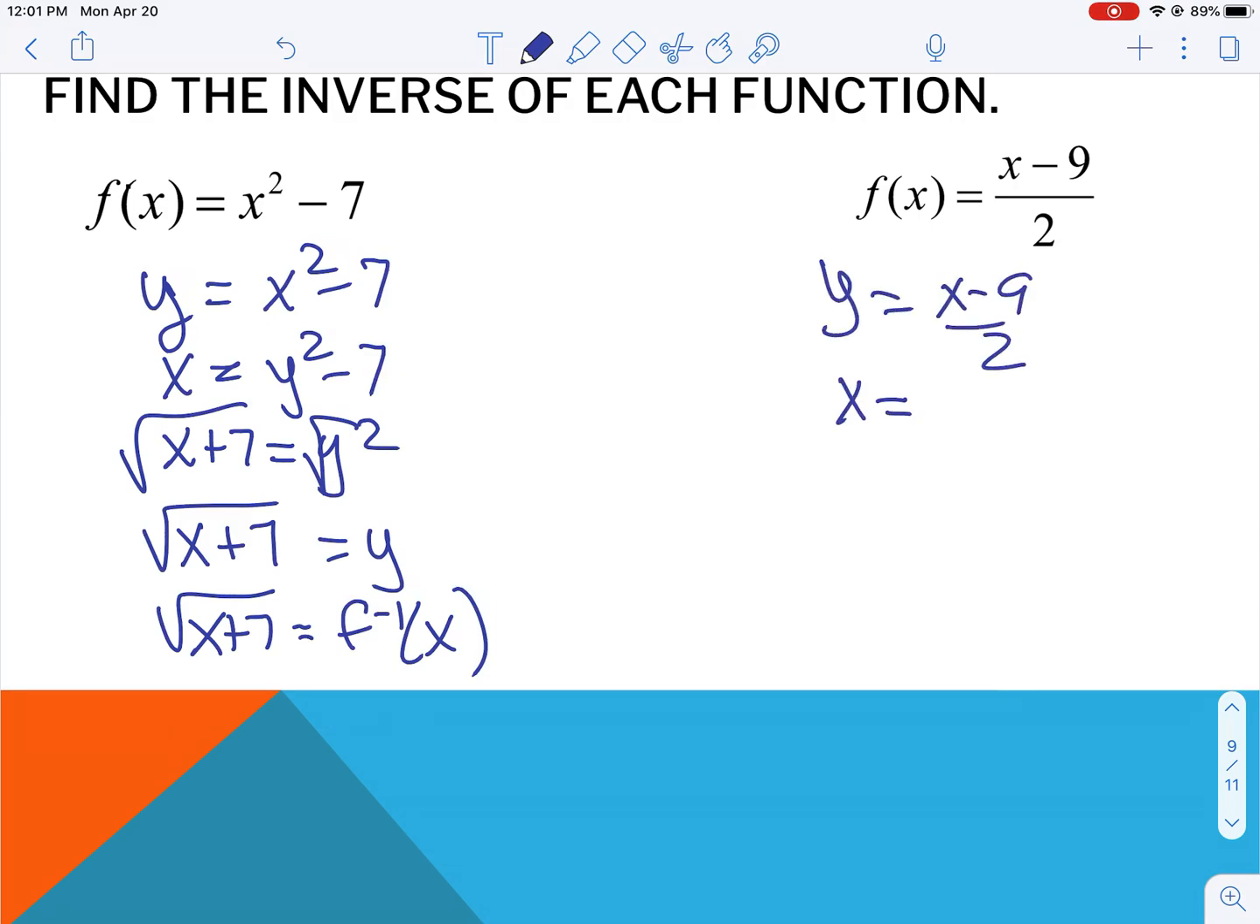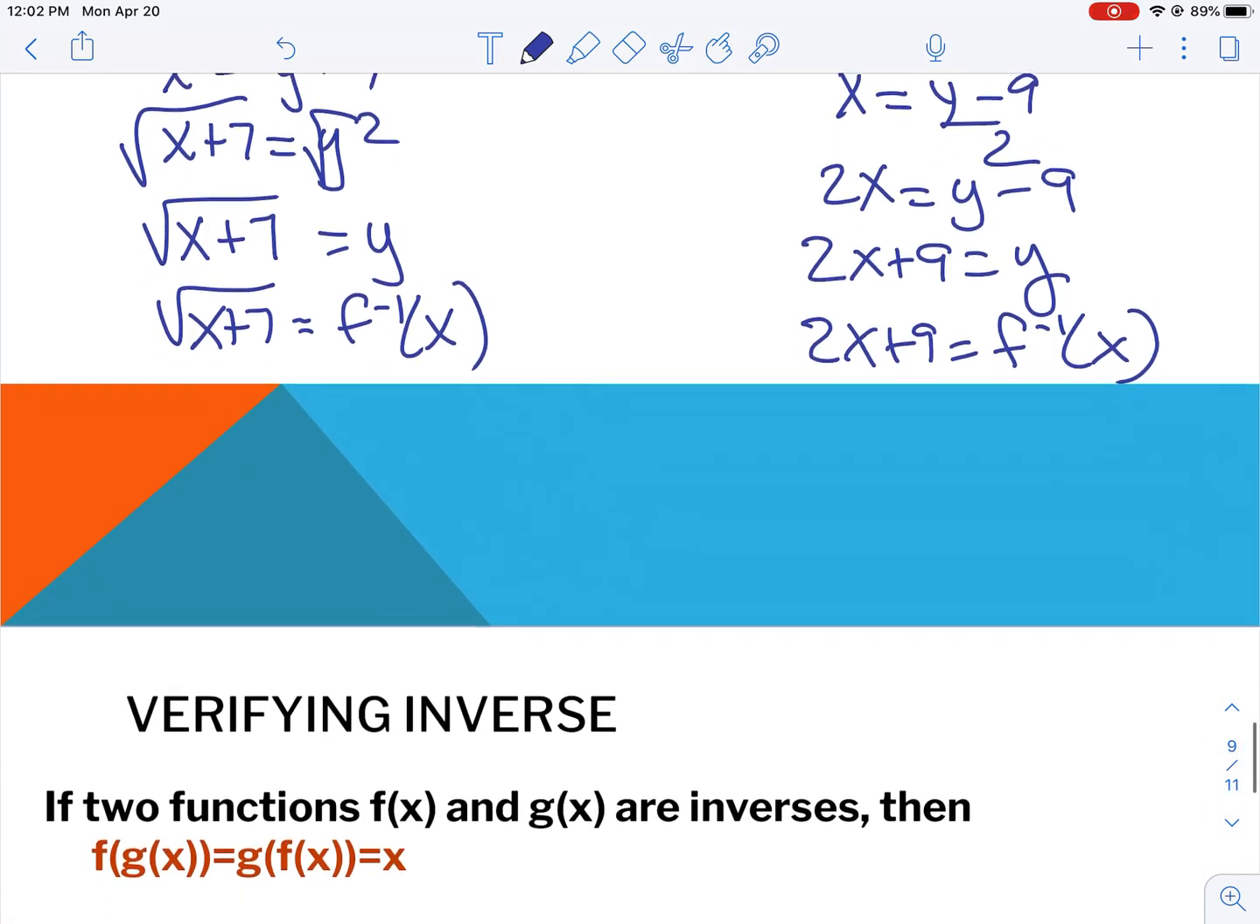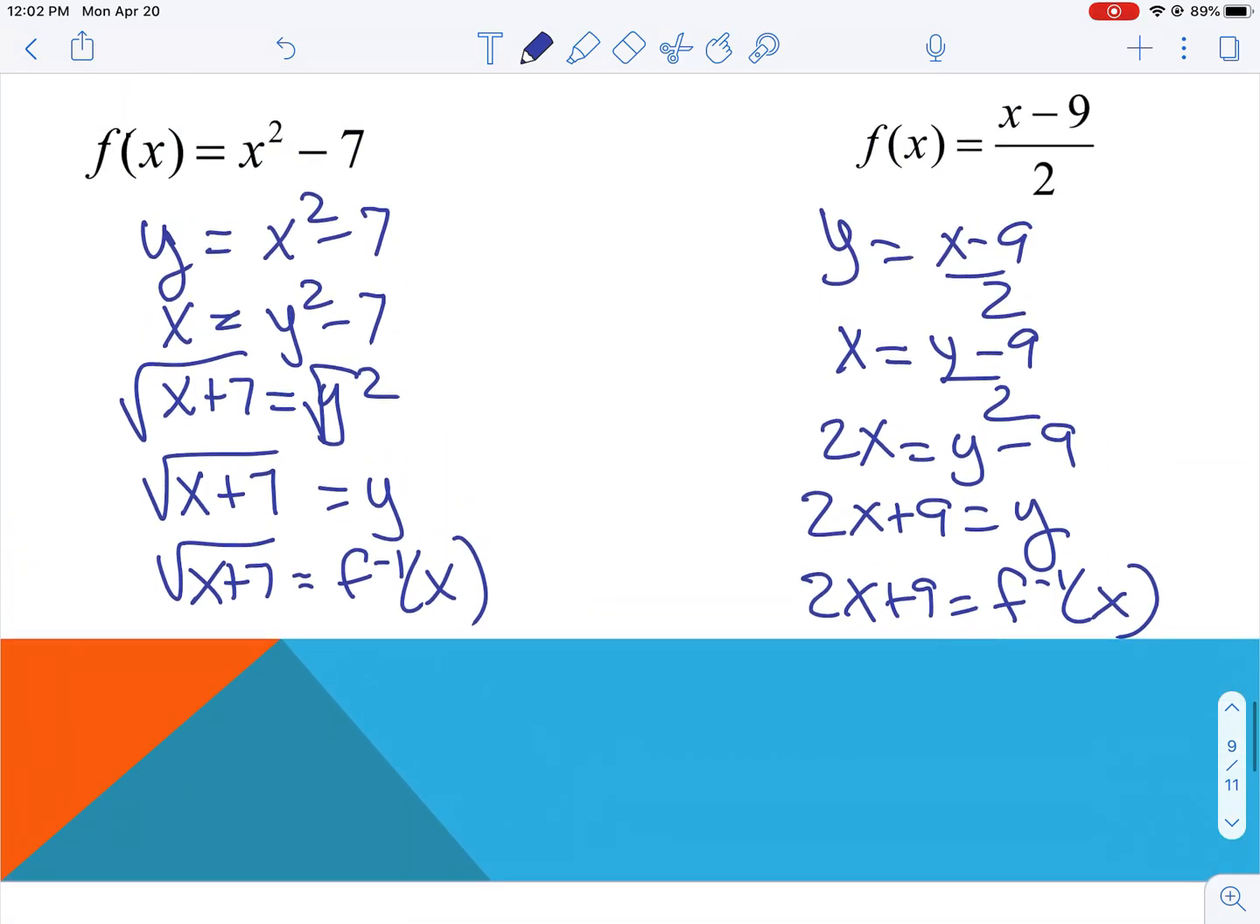Here's one. So this one's a fraction one, huh? Well, to undo a fraction, you always have to multiply by what's in the denominator. Okay, so these are like cross multiplying, maybe is a good word to use for that. And then add over the 9. So 2x plus 9 equals f inverse of x. Okay, so that gives you a couple more examples.